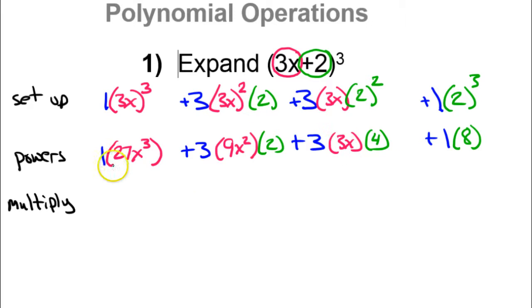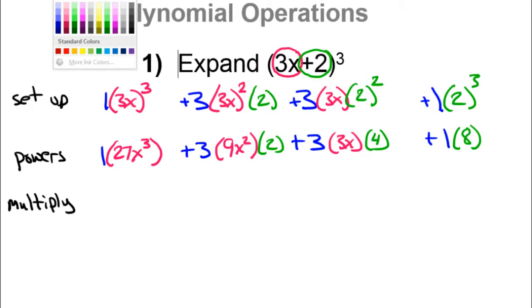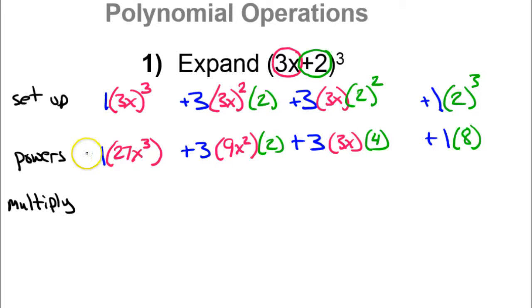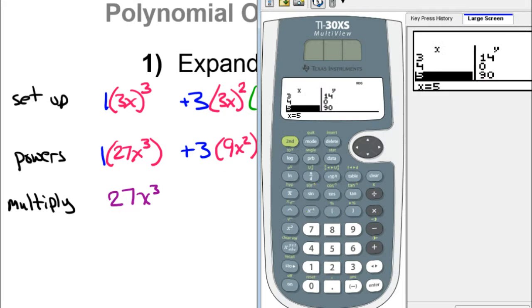Now it's time to multiply. And this is the last step, right? This is going to be the final answer. 1 times 27 is just 27. So I have 27x to the third power. Now here I've got three numbers. I've got 3 times 9 times 2.